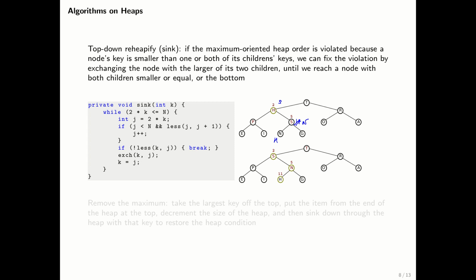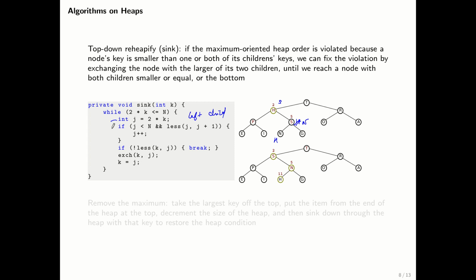That's the sink operation, and here is how you would implement it in code. Sink takes an argument which is the index of the key that you want to sink, and the code is rather simple. As long as 2 times k is less than or equal to n, remember that if k is the index of a node, 2 times k is the index of the left child. So if that index is still less than or equal to n, then we say j is 2 times k. What is j? j is the left child.